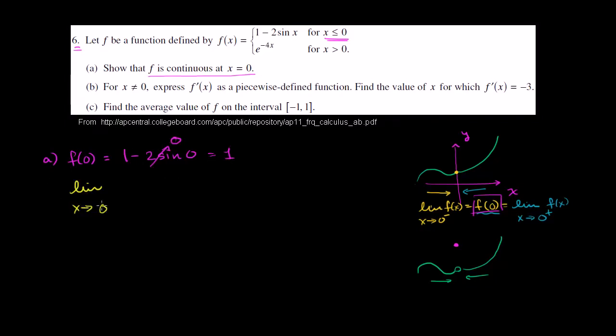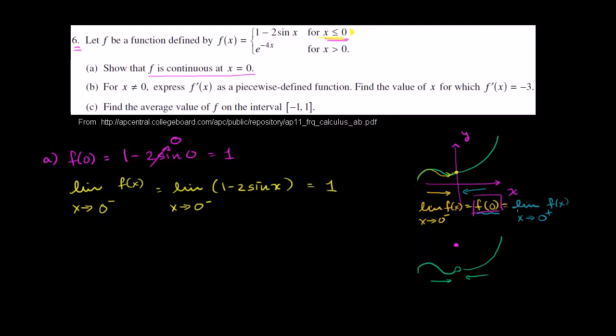Now let's think about the limit as x approaches 0 from the left-hand side of f of x. As we approach 0 from the left-hand side, we're dealing with values of x that are less than 0. So once again, we're dealing with this first case up here. So this is the limit as x approaches 0 from the left-hand side of 1 minus 2 sine of x. Now, sine of x is a continuous function. So this is going to be the same thing as 1 minus 2 sine of 0, which we've already figured out is exactly equal to 1. So this is equal to 1.